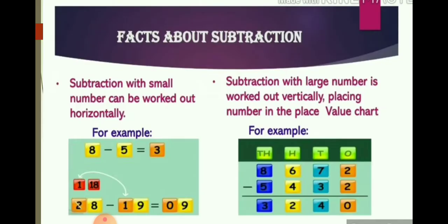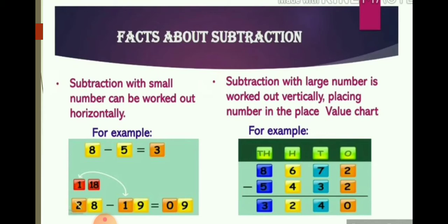Now what are the facts about subtraction? Subtraction with a small number can be worked out horizontally. You can see, to subtract 5 from 8 we directly did it horizontally. 8 minus 5 gives us 3. In a similar way, 28 minus 19 gives us 9.